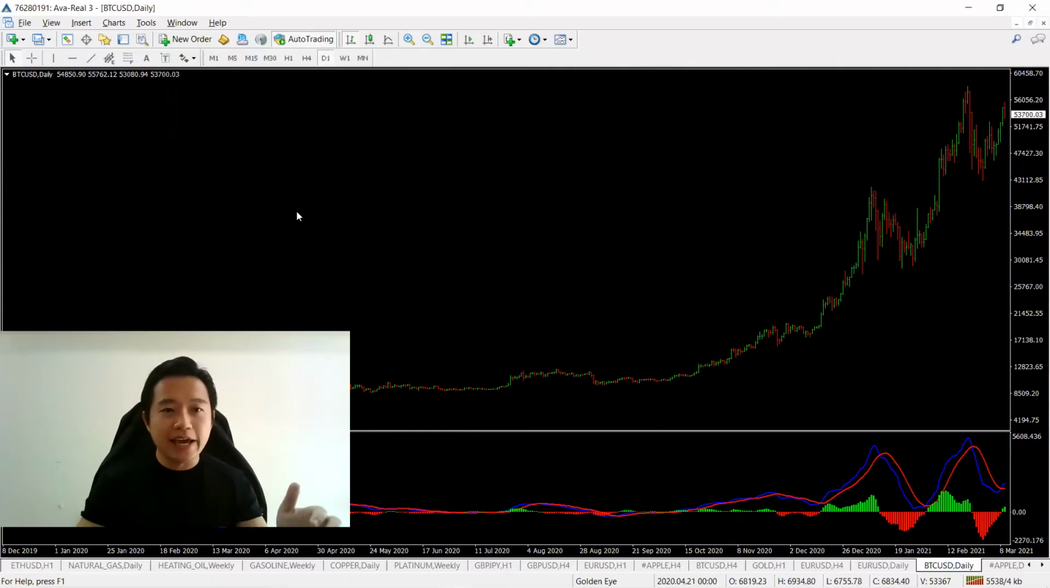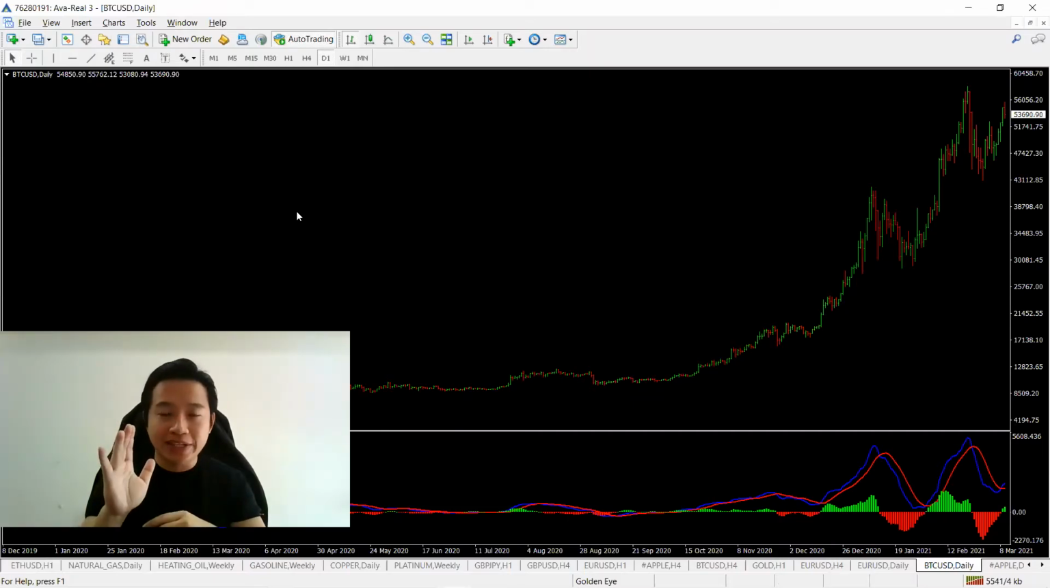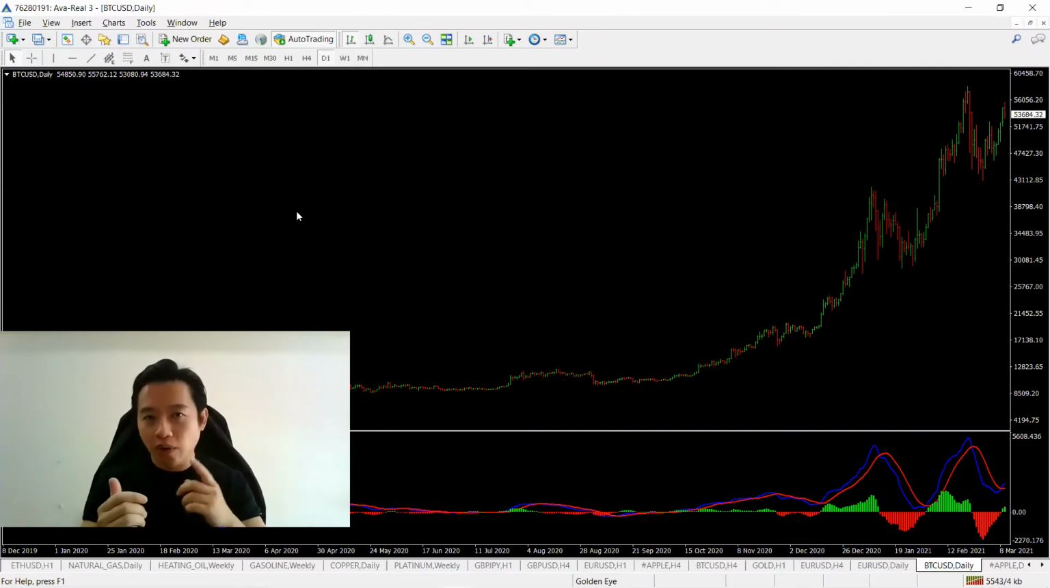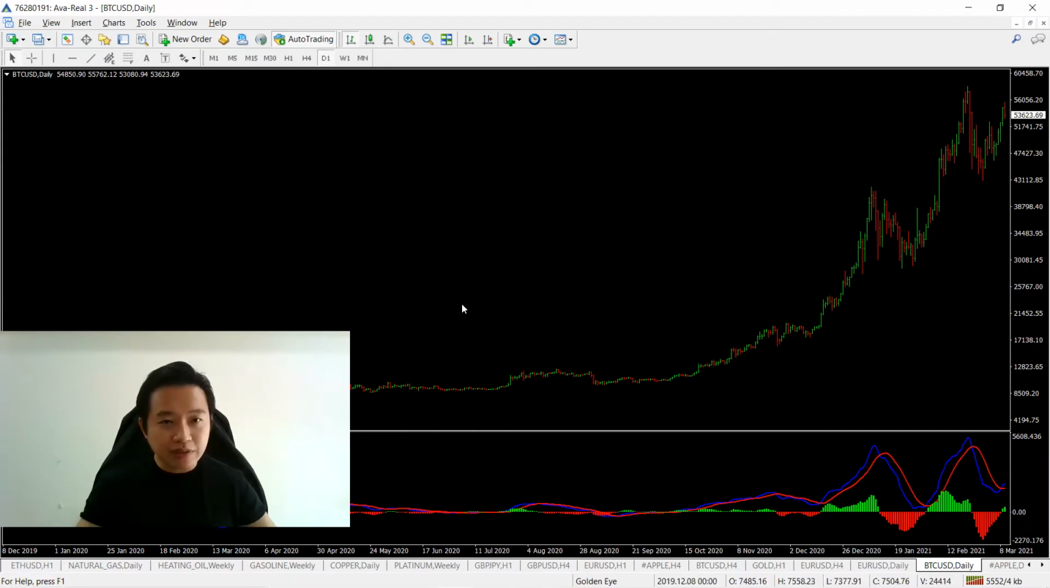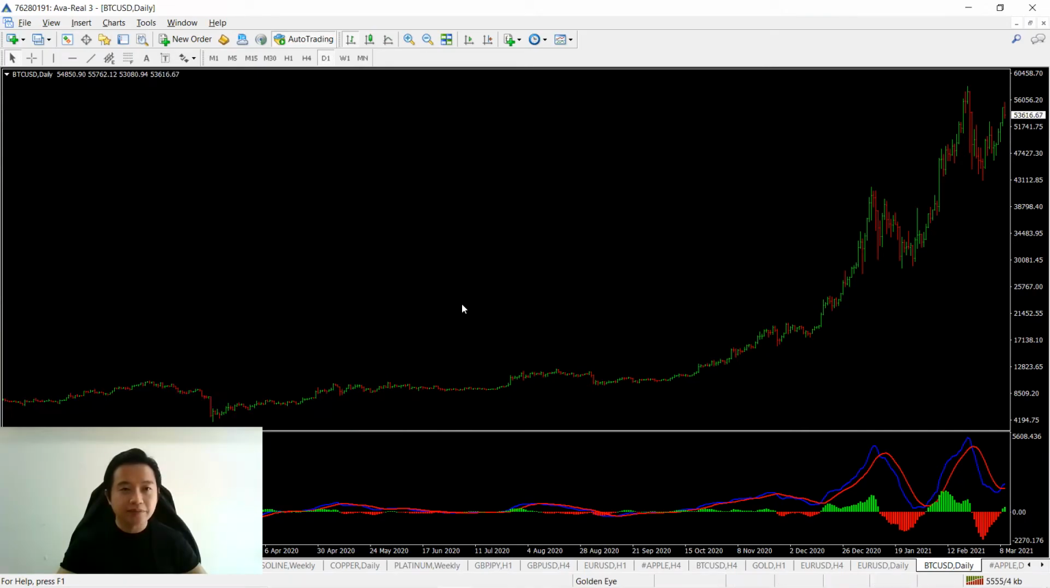So this is Bitcoin. We did a test on three pairs. One is crypto, which is Bitcoin. One is a stock, and we use Apple as the sample for this test. And then we use Forex, where we use the euro dollar for the test itself. Okay, so let me make my screen smaller.